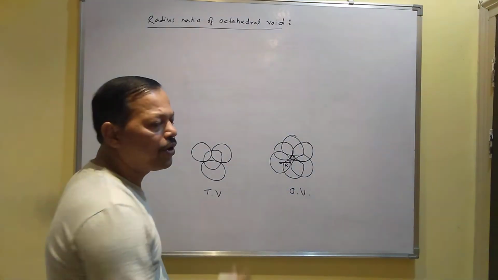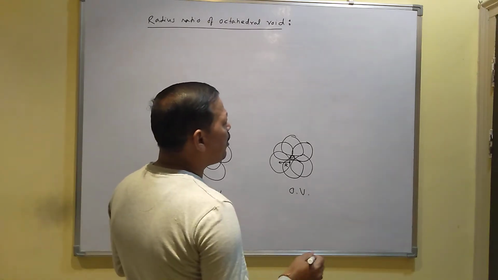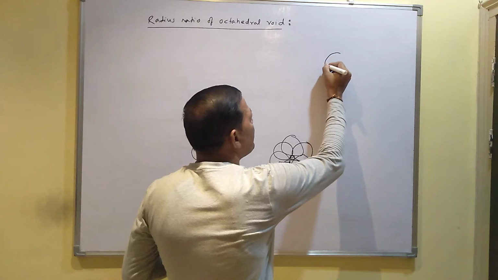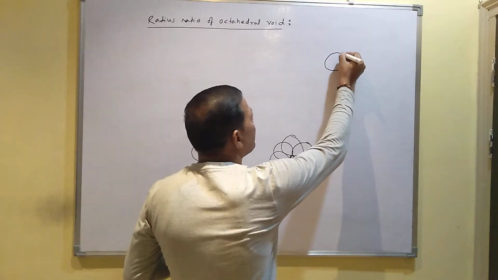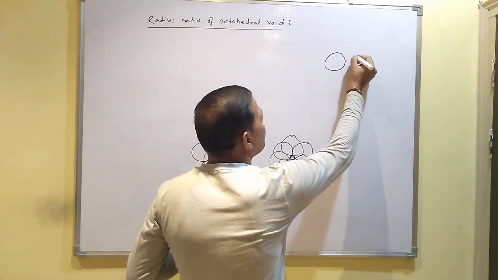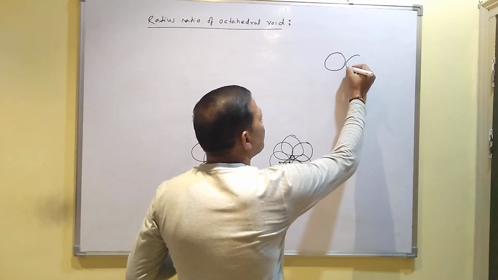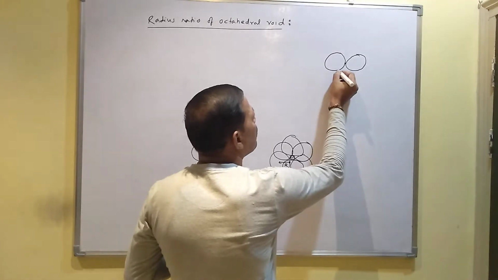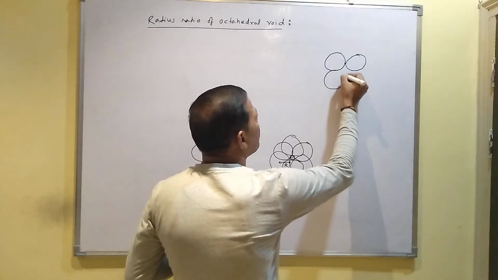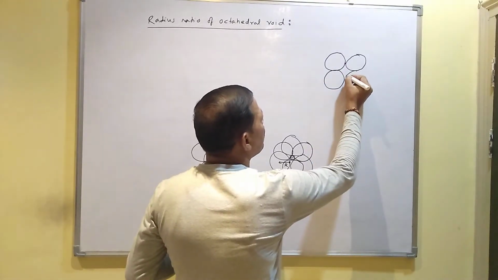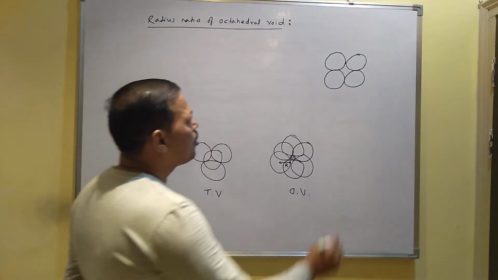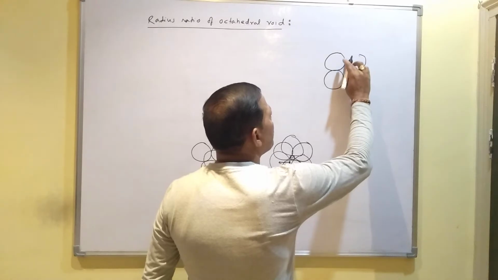This is the octahedral void. So for calculation, we will draw the octahedral void like this. This is one particle. This is another particle. This is one particle. This is another particle. I have shown 4 particles here.